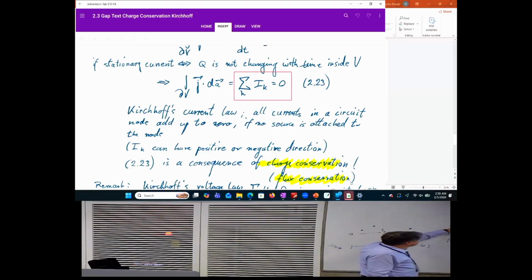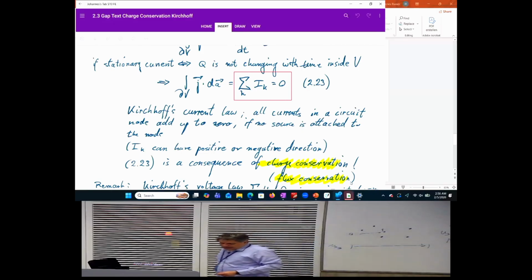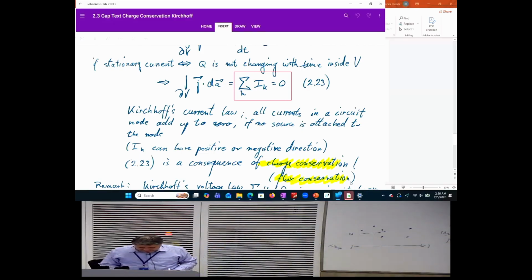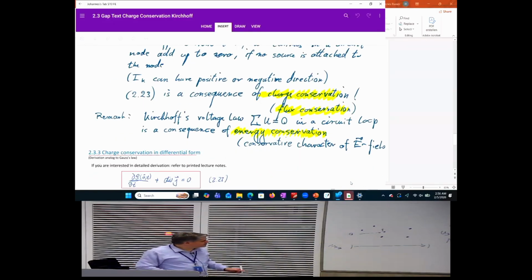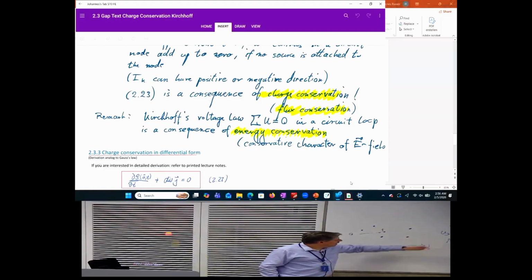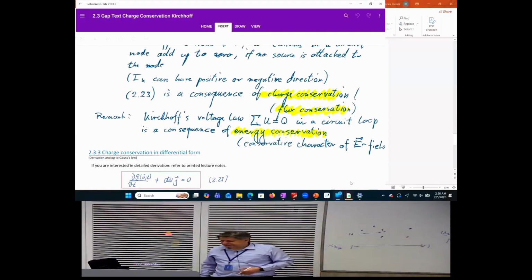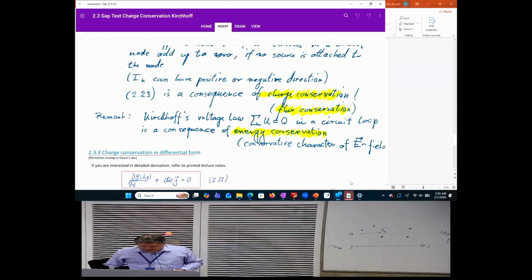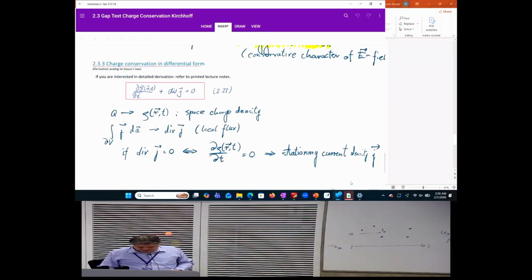And if you take any closed mesh within your network and add up these voltages, then they add up to 0. This is a consequence of the energy conservation, the Kirchhoff voltage law, while the Kirchhoff current law is a consequence of the charge conservation.